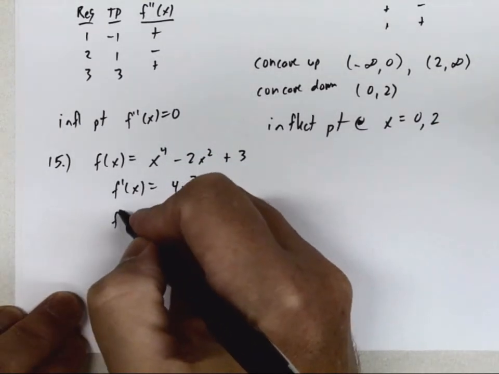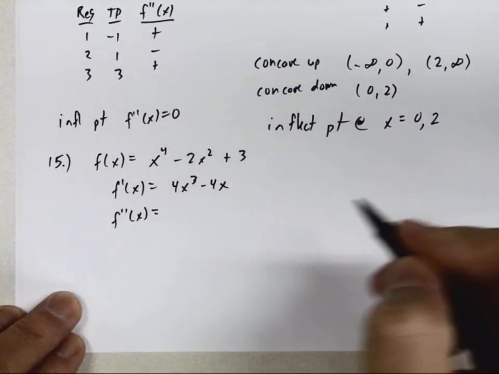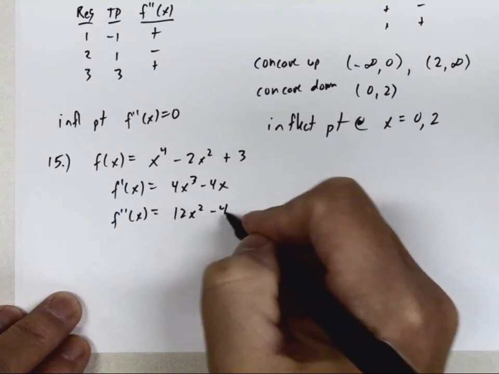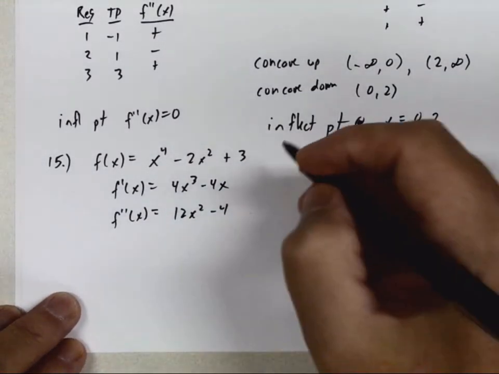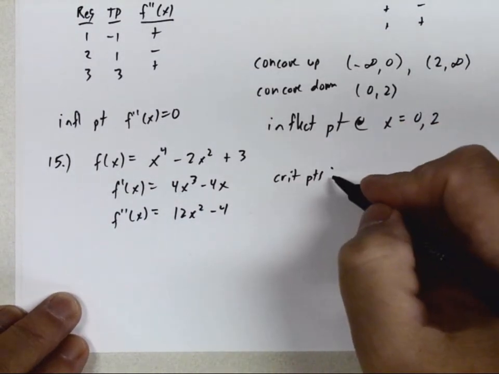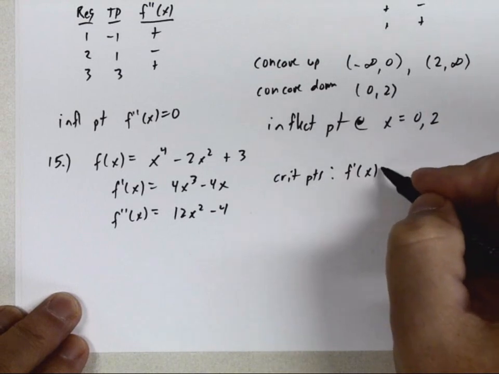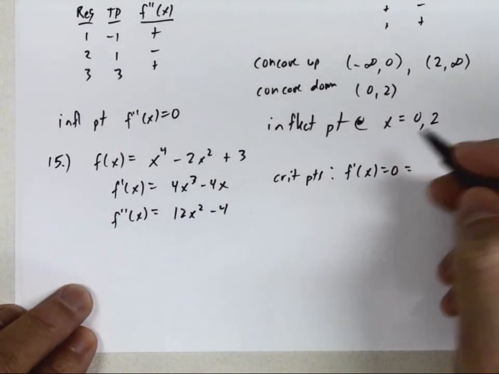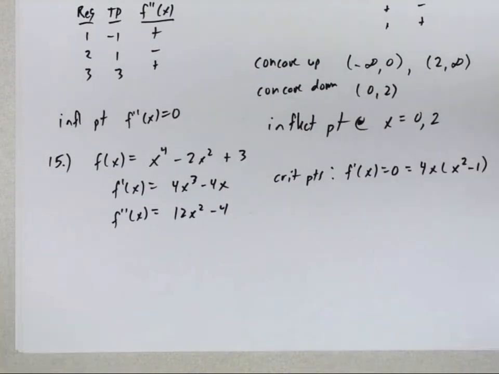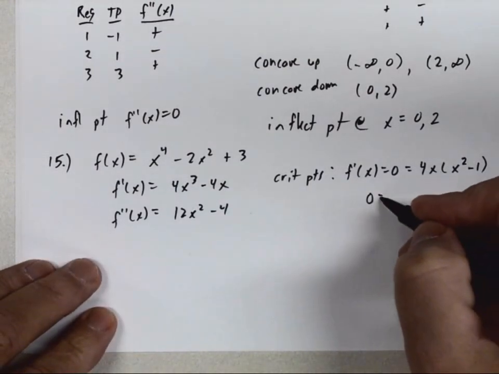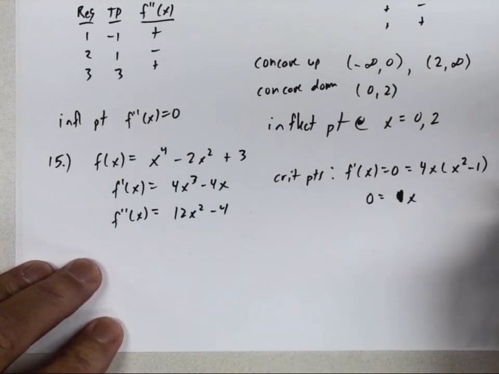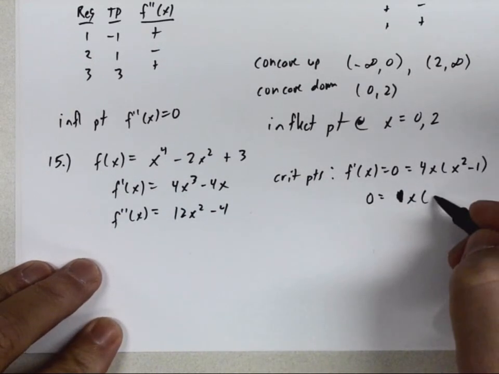Now later on, I'm going to actually use the second derivative. So let's take it now so we have it when we need it. Second derivative will be 12x squared minus 4. Now to get the critical points for the first derivative, we set the first derivative equal to 0. And actually I'm going to factor out a 4x here just to save time. Actually, I could get rid of this 4 just to make it even simpler. This is the difference of squares.